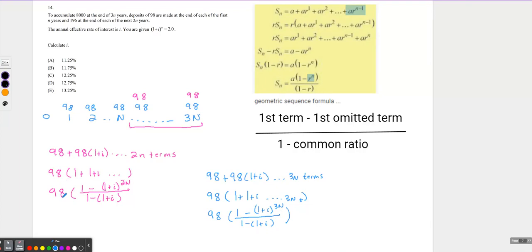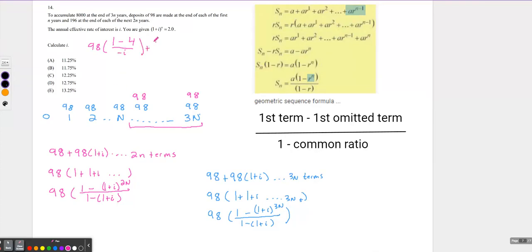Great. So now we can set the pink and the blue expression. We can add them to get to 8,000. Okay. So let's just be careful. We have 98, 1 minus, now let's just be careful here. (1+i)^n is 2. So (1+i)^2n must be 4. And the denominator simplifies to just negative i.